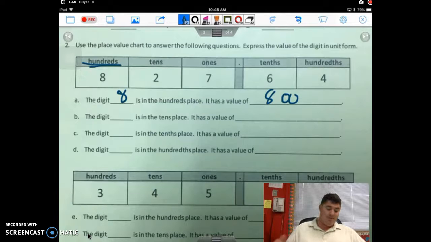Pretty easy. The digit blank is in the tens place. Well, here's the tens place. So 2 is in the tens place. It has a value of 20.